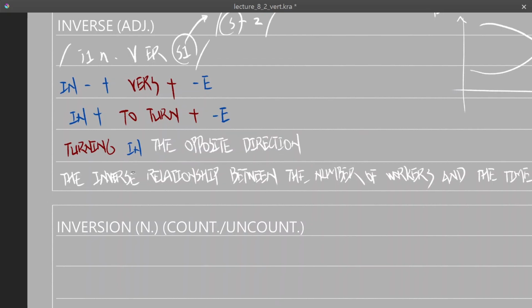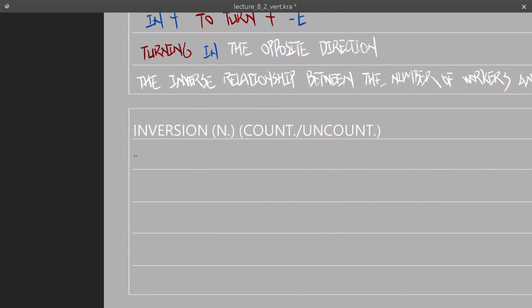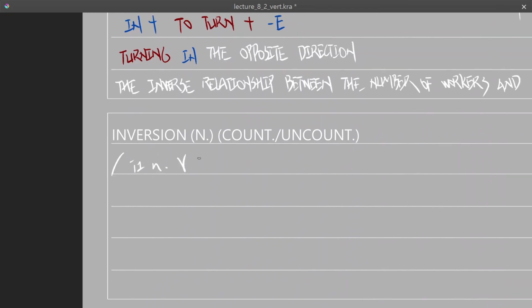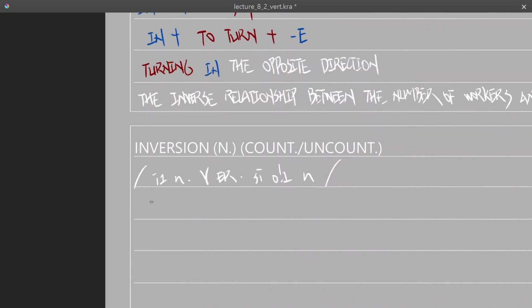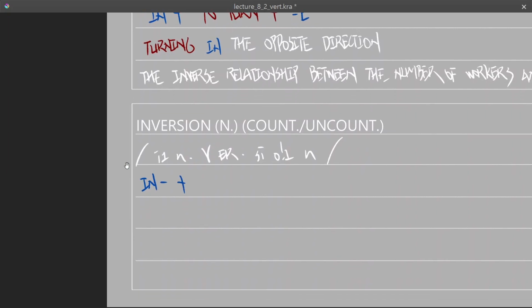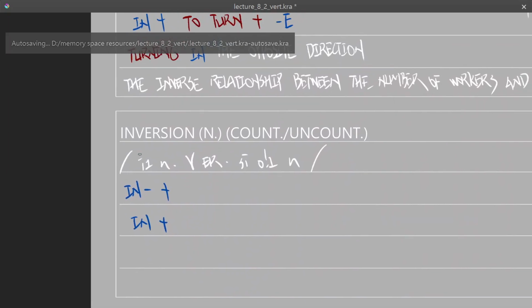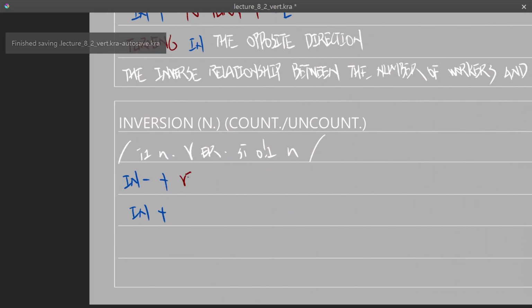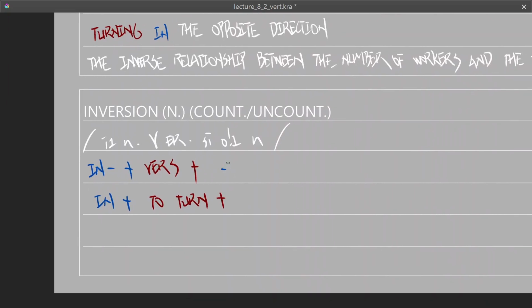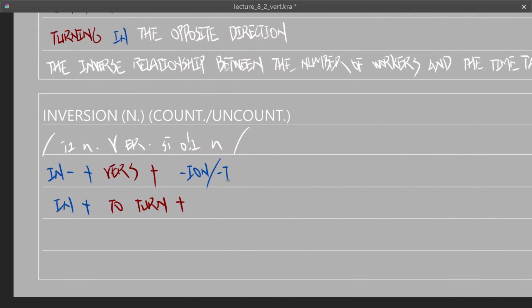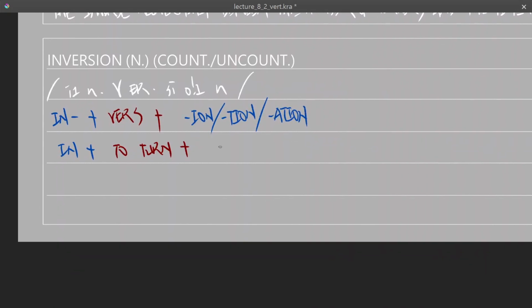Alright, next we have inversion. It's a noun form of inverse. Good, inversion. To save time, this one is easy. The prefix in means in. And we have the root verse, meaning to turn. And we have the common noun suffix ion, or its variants tion or ation, meaning state, condition, process, or result.